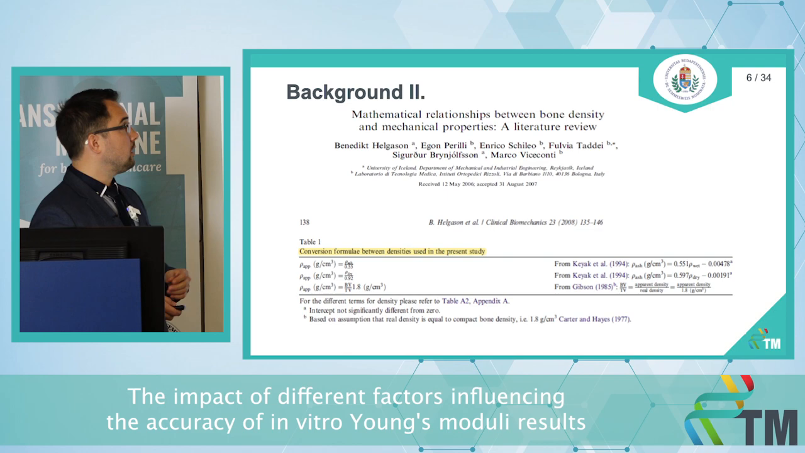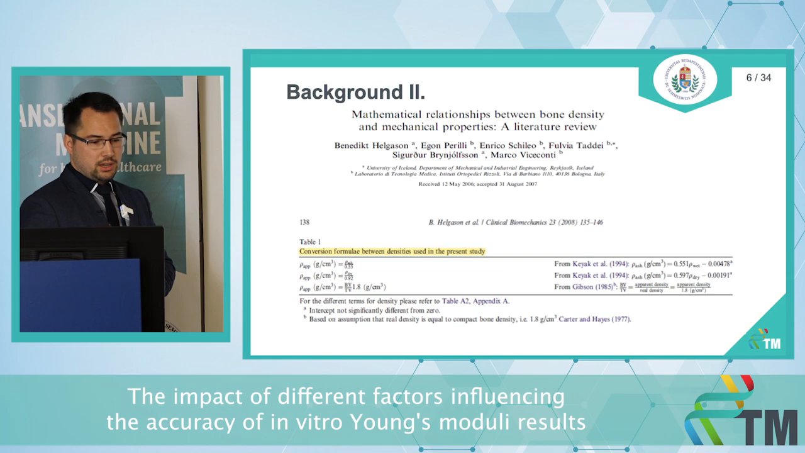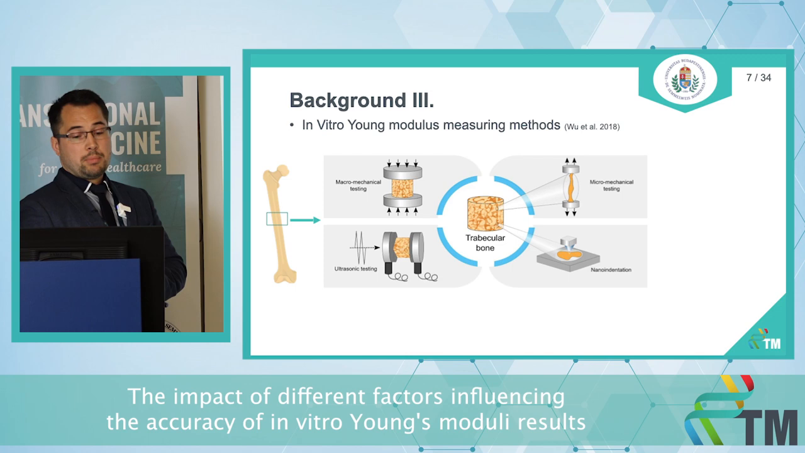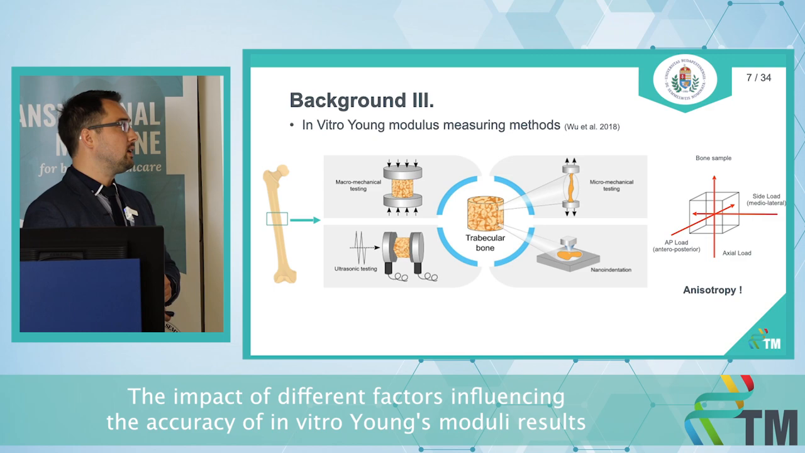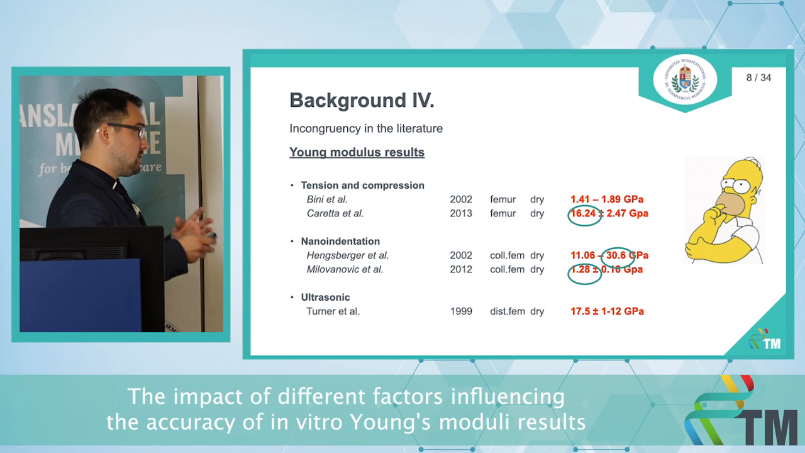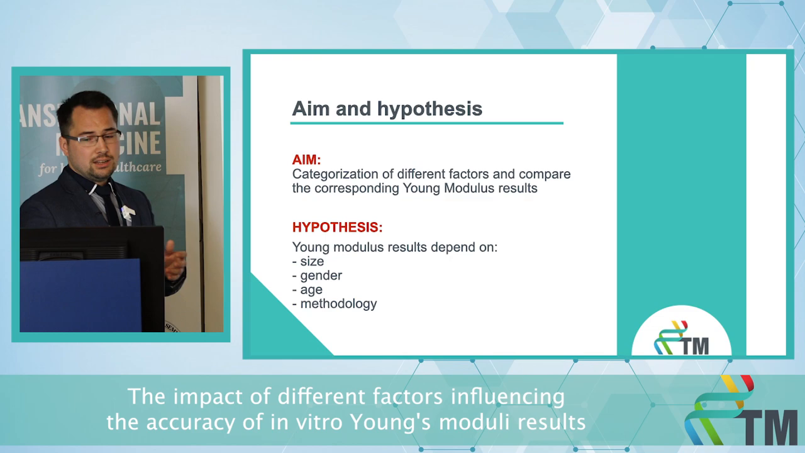However, the problem that Helgason and his team showed us is that there are several formulas to achieve this information, and the validation is not clear for that. The second way to achieve the Young modulus result can be done by in vitro methodologies such as pushing and pulling and other indentation tests, but we must not forget that bone has an anisotropic feature, so the Young modulus of the bone depends on the axis where we are pushing or pulling the object. Also, in the literature, there are order of magnitude differences even in the same region of the bone itself.